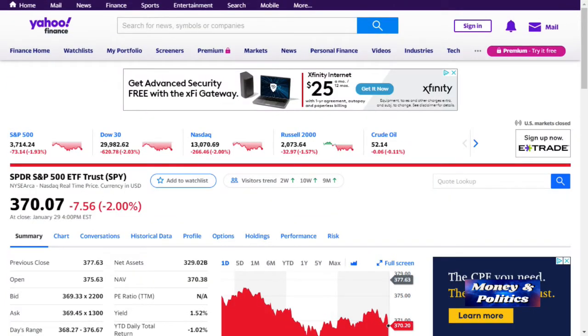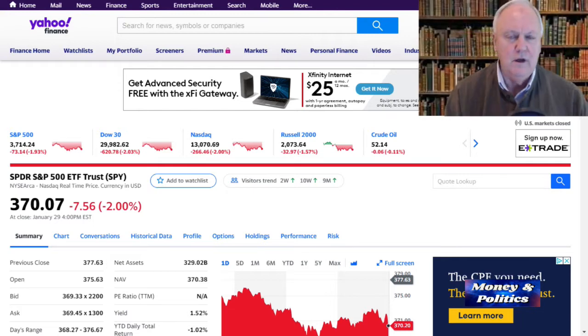So when you buy the S&P 500, it's a weighted average. So the 500 shares that constitute the value are not all equal, as you saw.